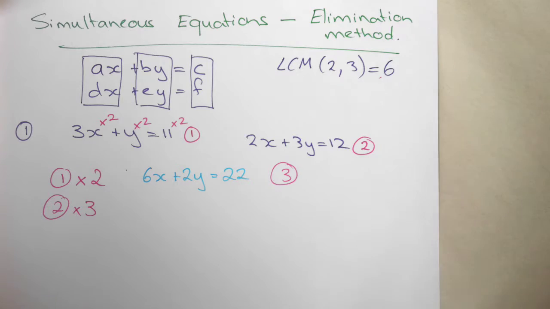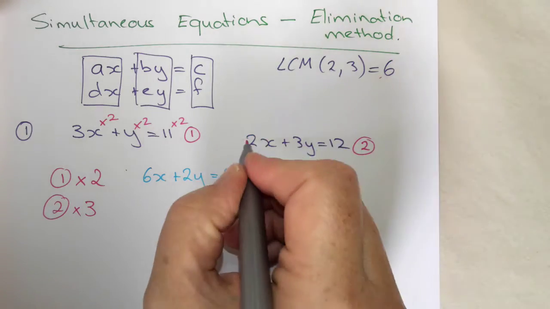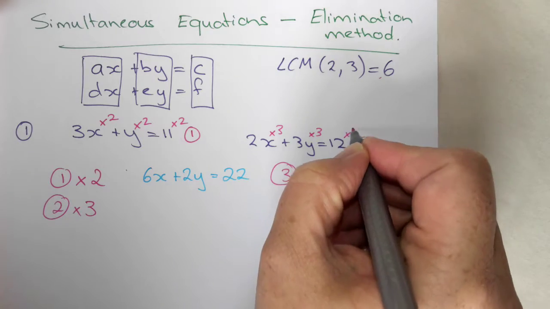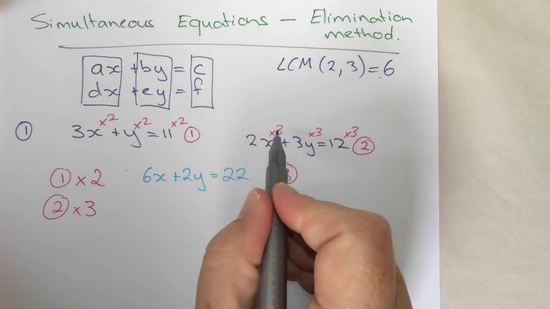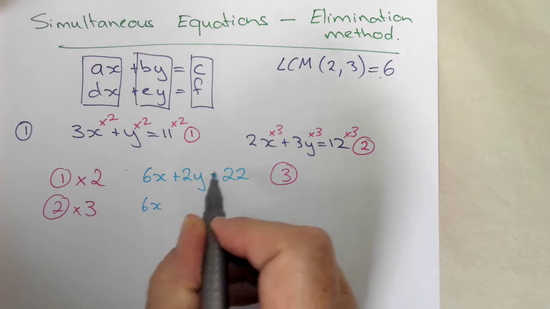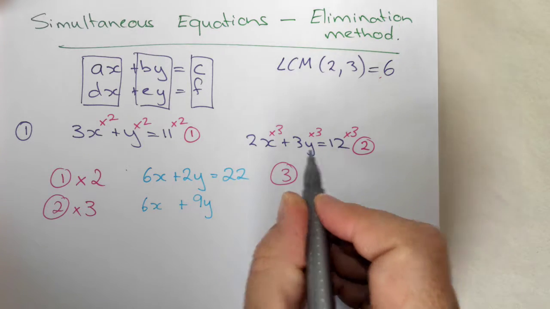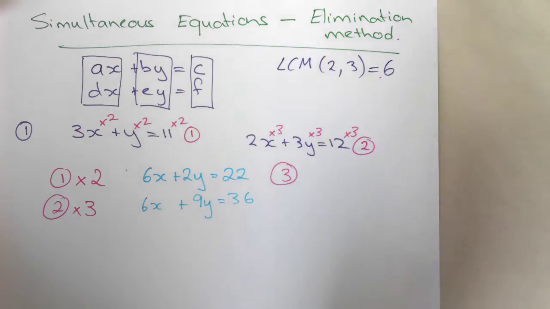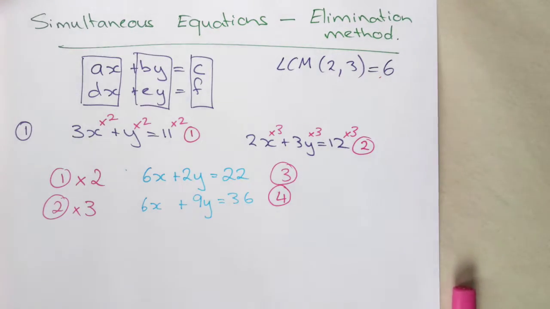Same kind of thing now with equation 2. I need to multiply every piece in equation 2 by the number 3. So 2x times 3, 3y times 3, 12 times 3. I'm multiplying each piece by 3. 2x times 3 is 6x, 3y times 3 is 9y, 12 times 3 is 36. I'm calling this equation number 4 because I've created a new equation.